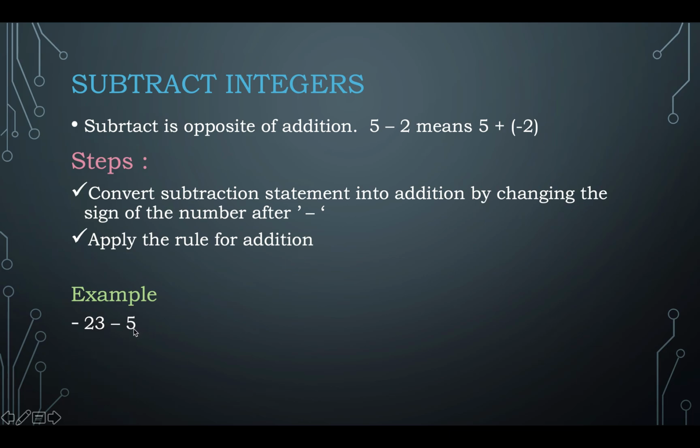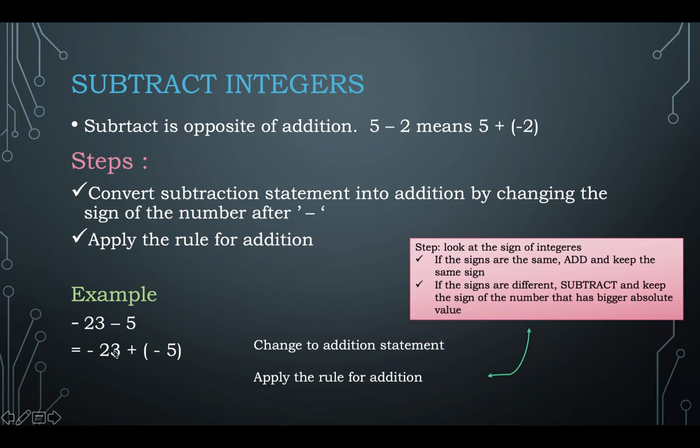Negative 23 minus 5. So first you need to convert the subtraction statement into addition. How? You need to convert this into plus. So you need to change the sign of 5. So it will be negative 23 plus negative 5. Now apply the rule for addition. What is the rule for addition? If it's same sign, you need to add and keep the same sign. Or if it's different sign, subtract and keep the sign that has bigger absolute value. Here both are negative, so we can add them. 23 plus 5 gives you 28 and keep the same sign. So it is negative 28.